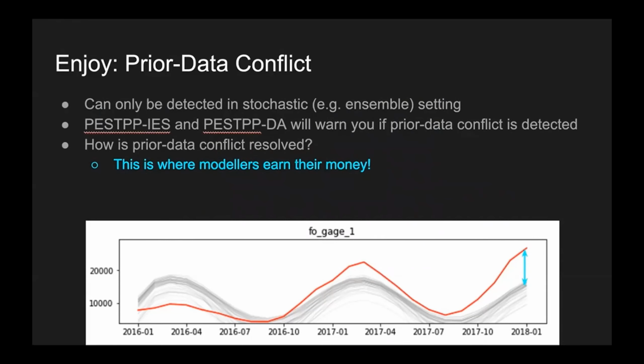PESTPP-IES and PESTPP-DA will warn you if they detect prior data conflict, but the process of resolving prior data conflict, well, this is where modelers really earn their money, because there's no clear-cut way to do this. It's going to involve diagnostics and digging into the model and the processes and the parameters that are being used and trying to understand why the model is deficient in certain ways.